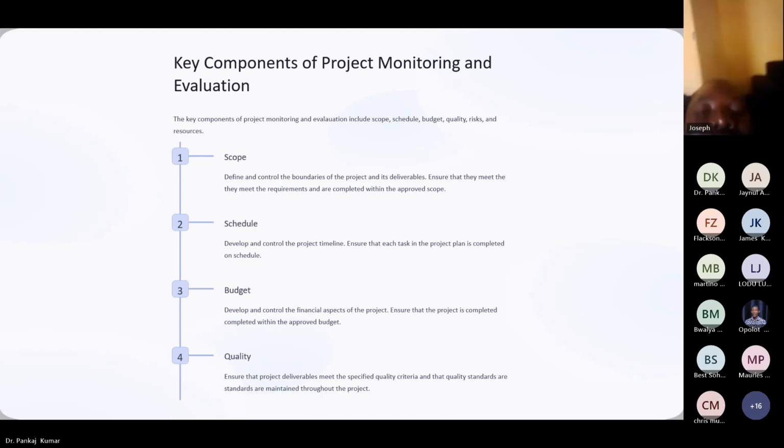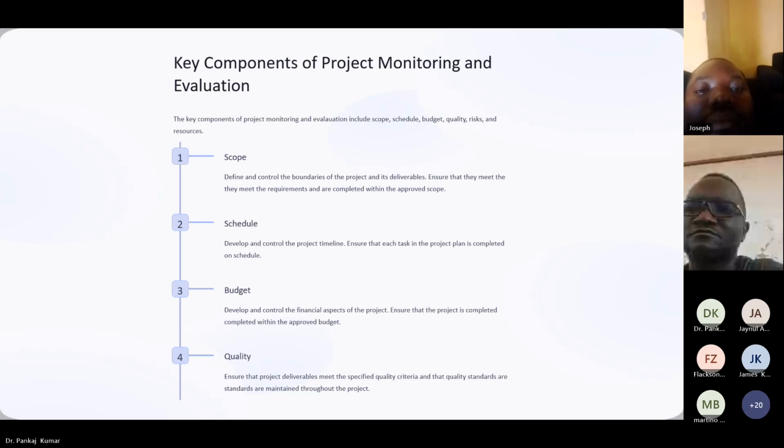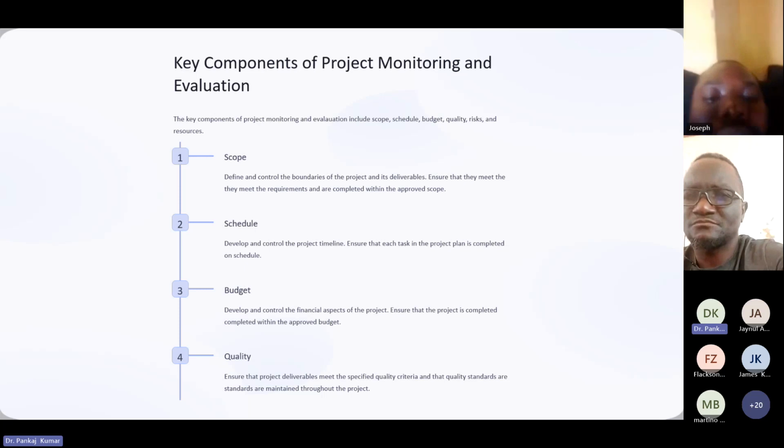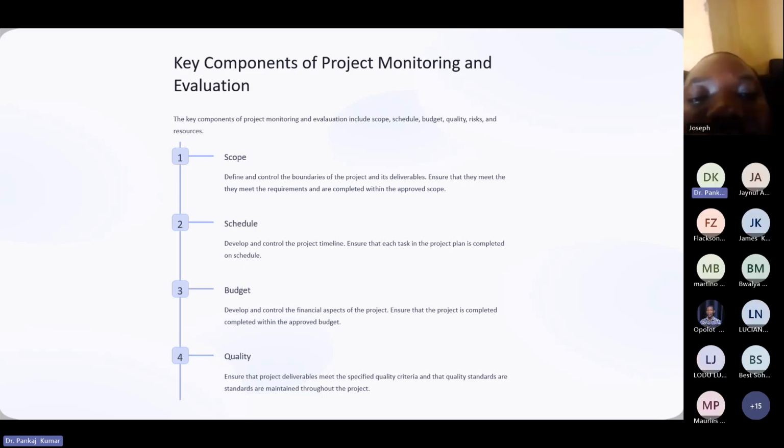So whenever we are defining a project scope, we should have a comprehensive project statement. It outlines the project objectives, goals, deliverables, constraints, and assumptions, and the work to be performed. We should clearly define what is included in the project scope and what is explicitly excluded. This helps prevent scope creep, which is uncontrolled expansion of the project scope.